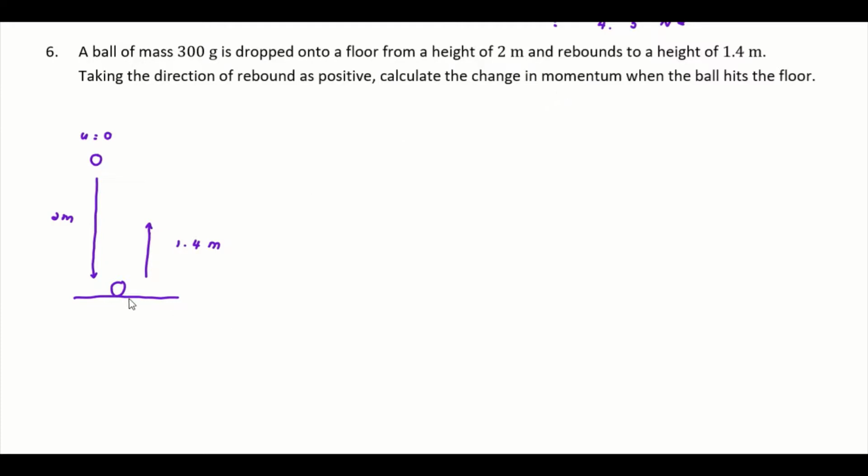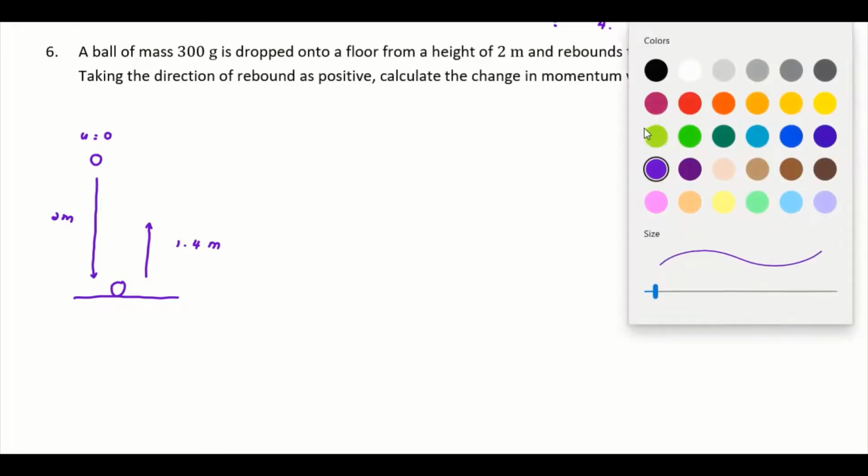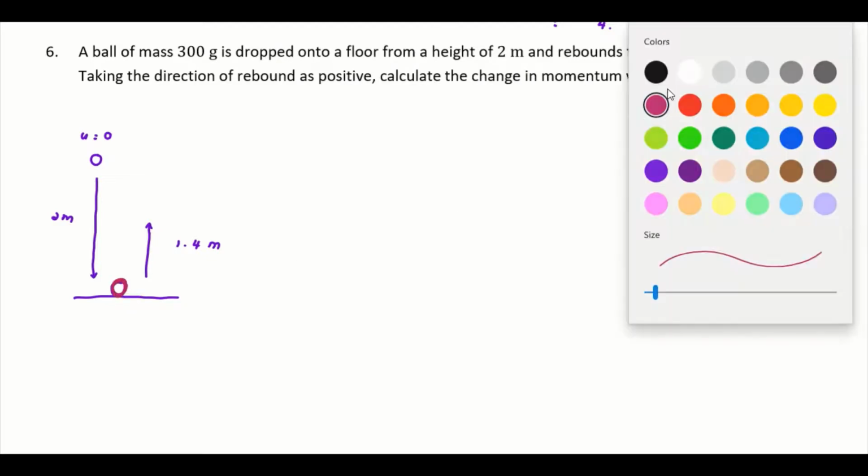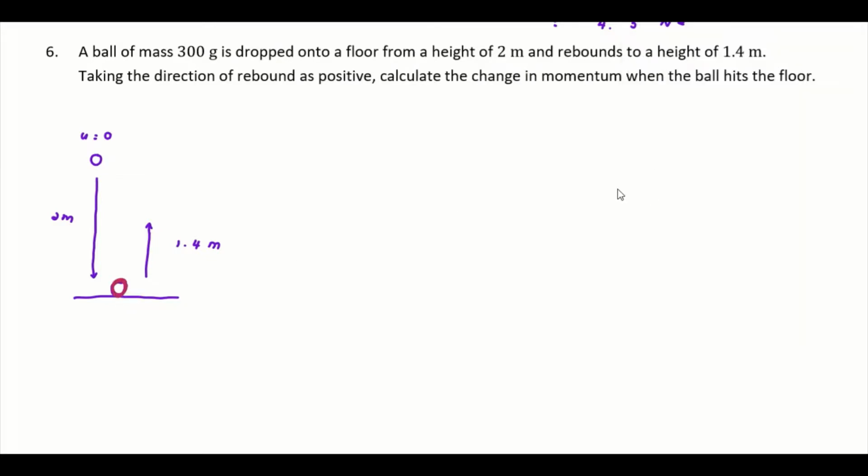What I am interested to know is the part when the ball hits the ground and what's the change in momentum. Because if we were trying to find the change in momentum for the whole process, then eventually it will be 0.